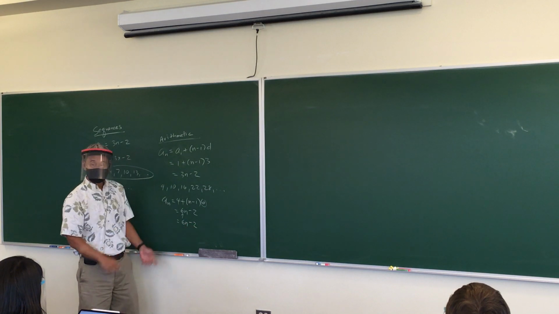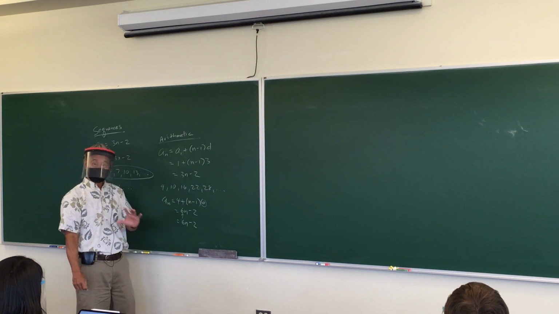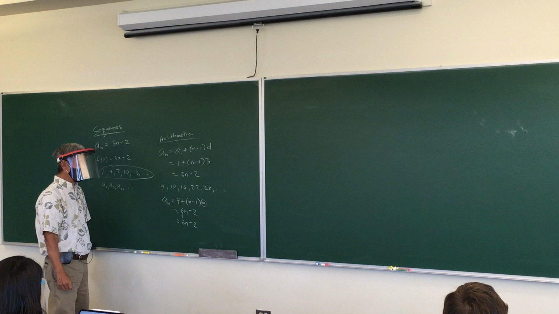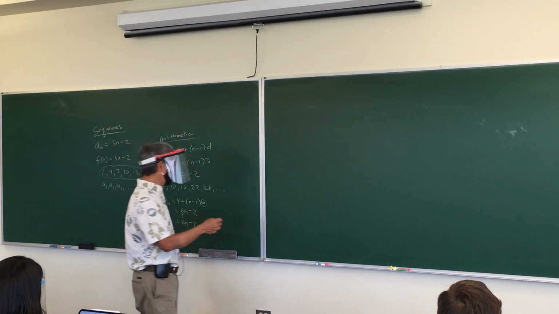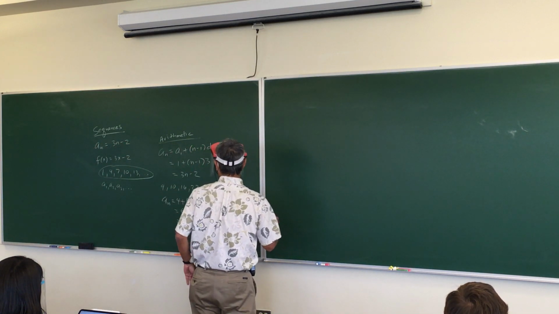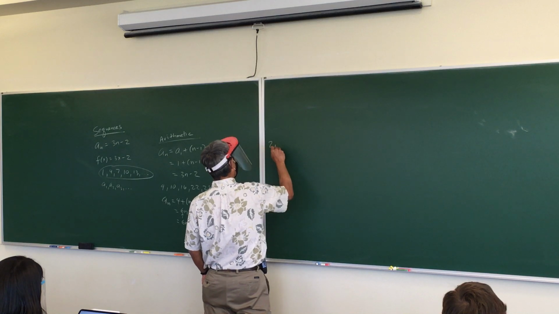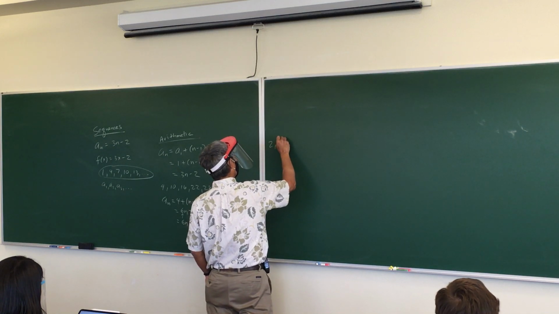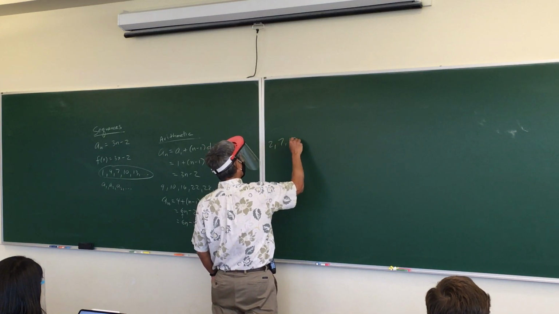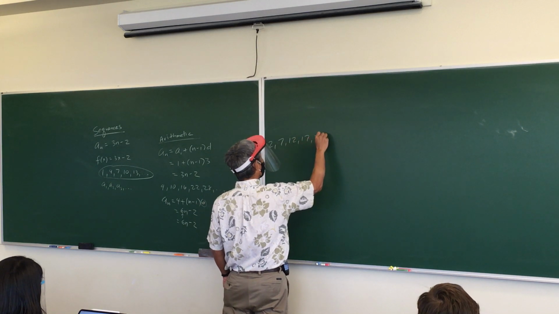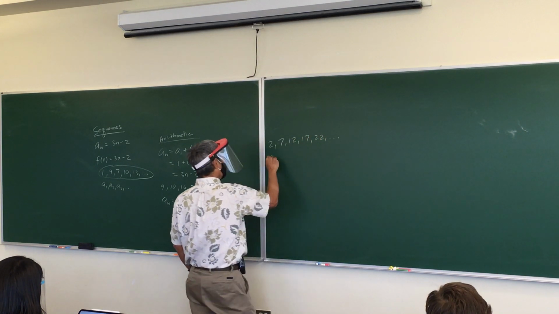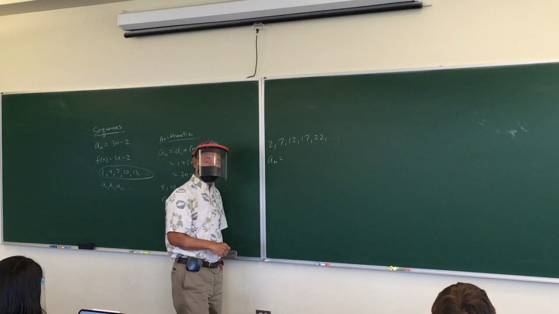Subtract 2. See, it's the same thing. You can only do that when it's arithmetic, though. So here, let's try to use that on a different sequence. What if you had 2, 7, 12, 17, 22, dot, dot, dot. How would you write the explicit formula?